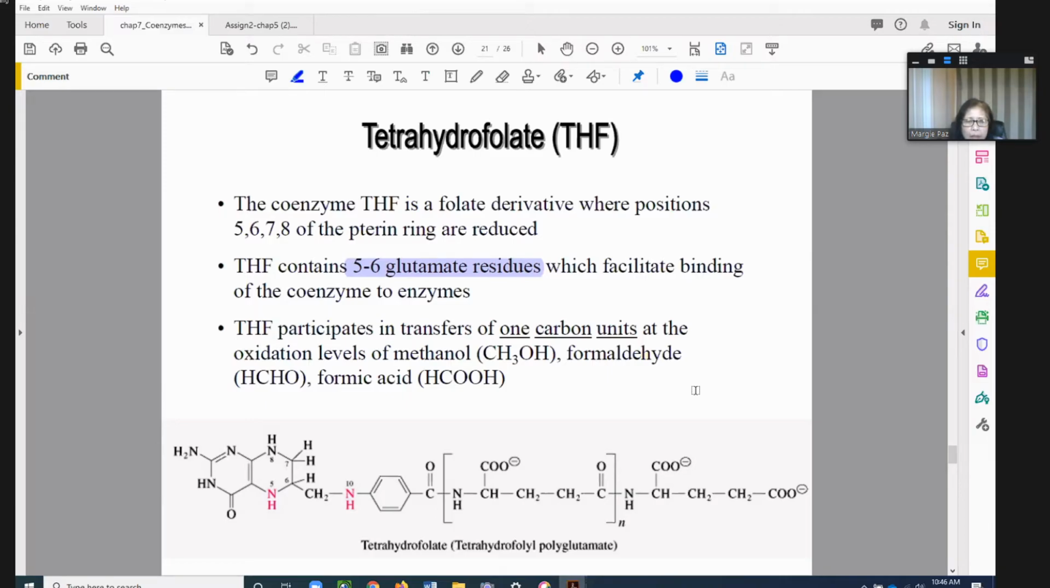Role of THF: it participates in the transfer of 1 carbon units at the oxidation level of methanol, formaldehyde, and formic acid. So again, tetrahydrofolate is required by enzymes that catalyze biochemical transfers of 1 carbon units at the oxidation levels of methanol, formaldehyde, and formic acid.